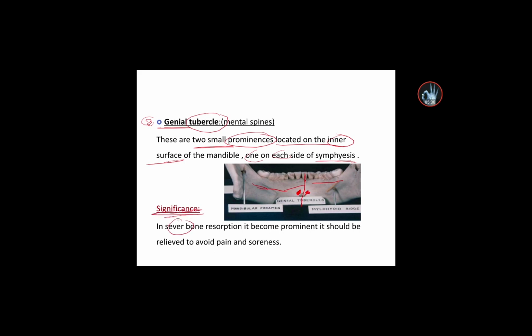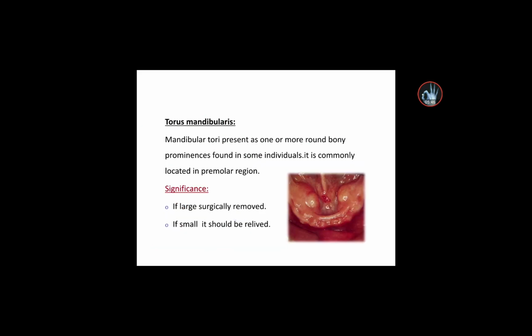Significance: severe bone resorption, the same as for the mental foramen. It becomes prominent and it should be relieved to avoid pain and soreness. عشان نتجنب الإحمرار والألم لازم نسوي لها relief لأنها بارزة. Torus mandibularis: mandibular tori are one or more round bony prominences. Okay, so عندنا عظم يعني من العظم بارز زيادة.